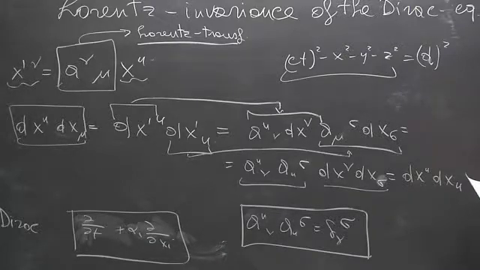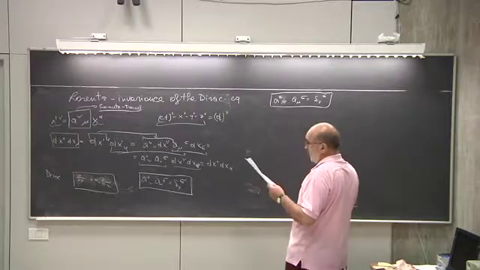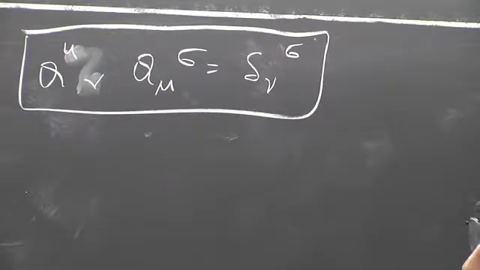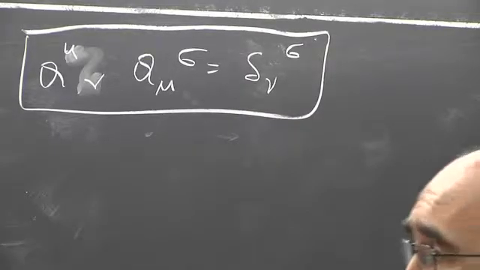A mu nu, A mu sigma, to be Lorentz transformation. They have to satisfy this relation, and this is a very important relation because they are called the orthonormality relation or orthogonality relation among the coefficients of the Lorentz transformation.